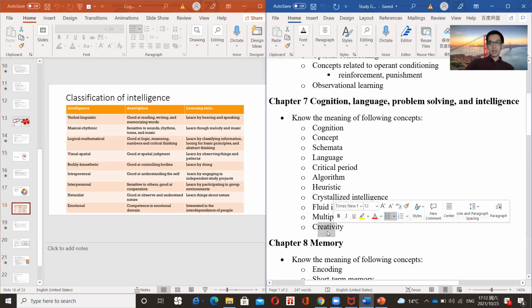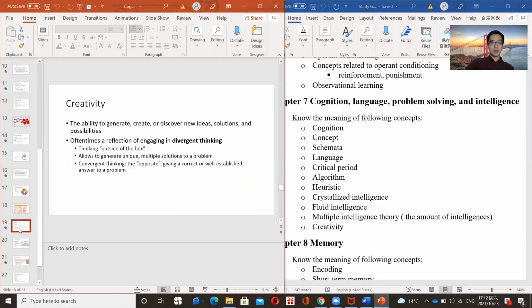The last concept we need to know about is creativity. Creativity is our ability in our minds to generate, to create, to discover new ideas, new solutions, and new possibilities. When we say somebody is really creative, we most likely mean that person has a lot of new ideas, explores a lot of different paths and possibilities, and can come up with a lot of new solutions. So that is about creativity.